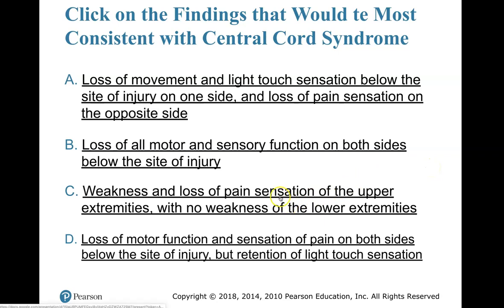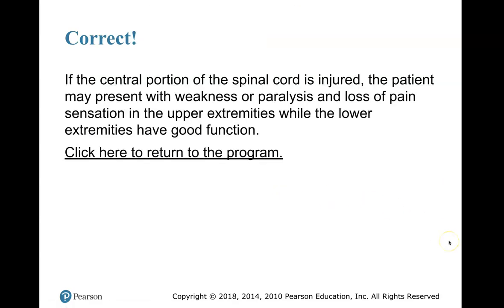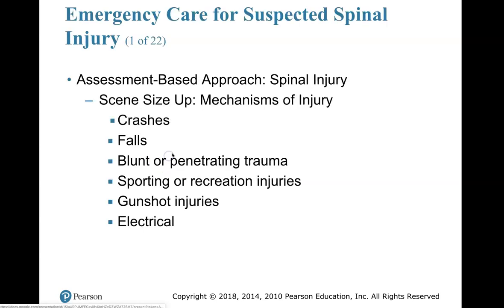If you chose C, you would be correct. If the central portion of the spinal cord is injured, the patient may present with weakness or paralysis and loss of pain sensation in the upper extremities, while lower extremities have good function. All right. Emergency care for suspected spinal injury.